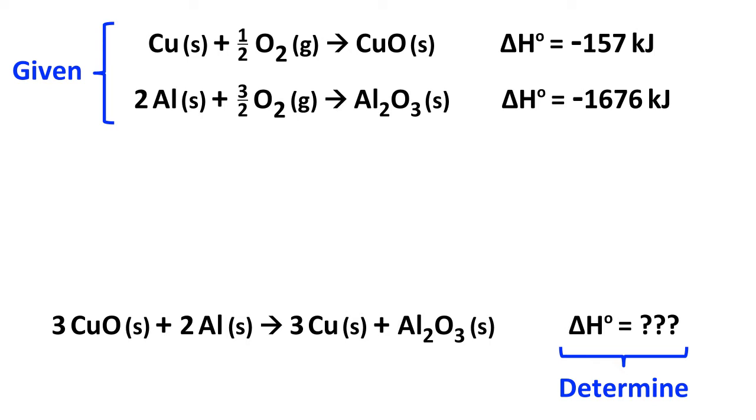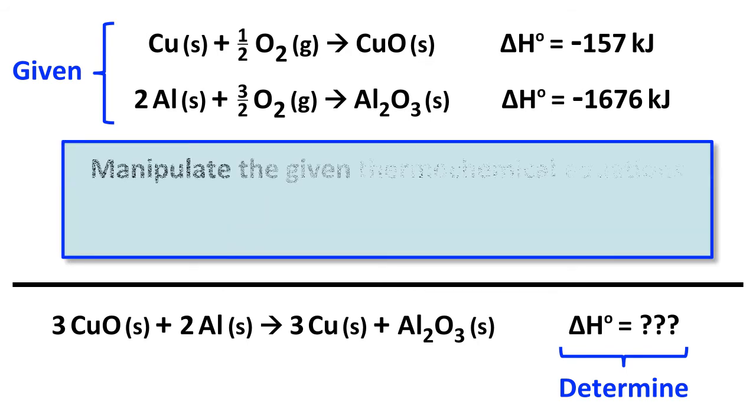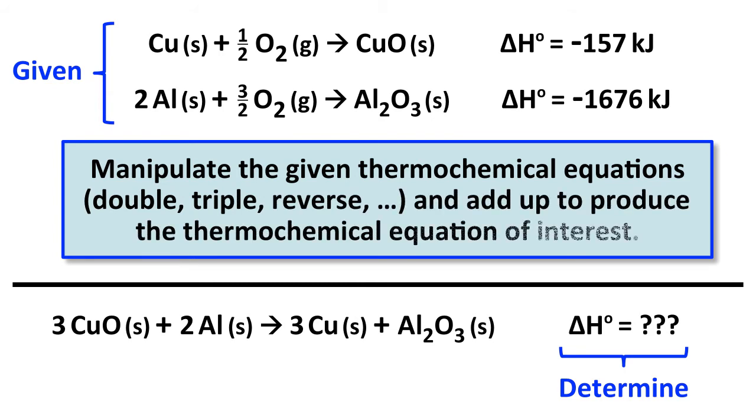Now, if you notice, these given equations actually have the substances in them that are in the reaction equation of interest, the thermite reaction. So what we're going to do is take those given equations and then add them up in just the right way to get the equation of interest and therefore the delta H of interest. To do this, we manipulate the given thermochemical equations by doing things like doubling or tripling or reversing them, and then adding them up to get the thermochemical equation we're interested in. Now, we have to do this in just the right way, so let's see how this method works with this example.